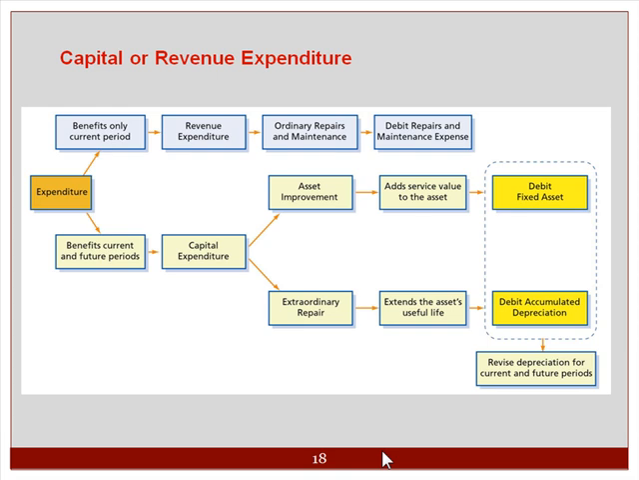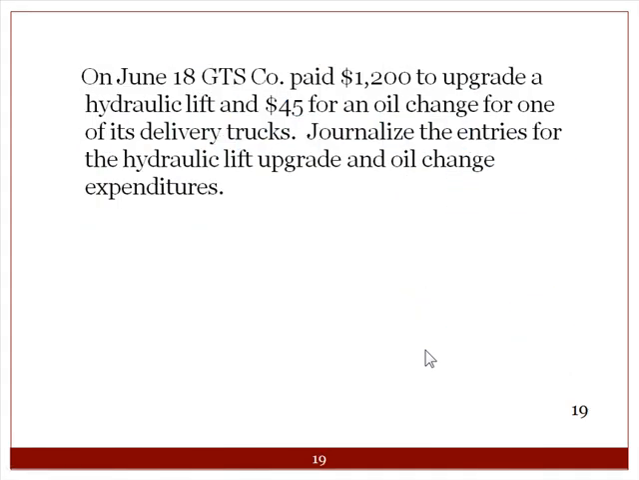You have an expense, and if it only benefits the current period and it moves along the top, it becomes a repair and maintenance. If it benefits current and future periods, it's capital, and then if it's asset improvement, it adds to the service value of the asset. If it's an extraordinary repair, it extends the asset's useful life. So there's two avenues for a capital expense.